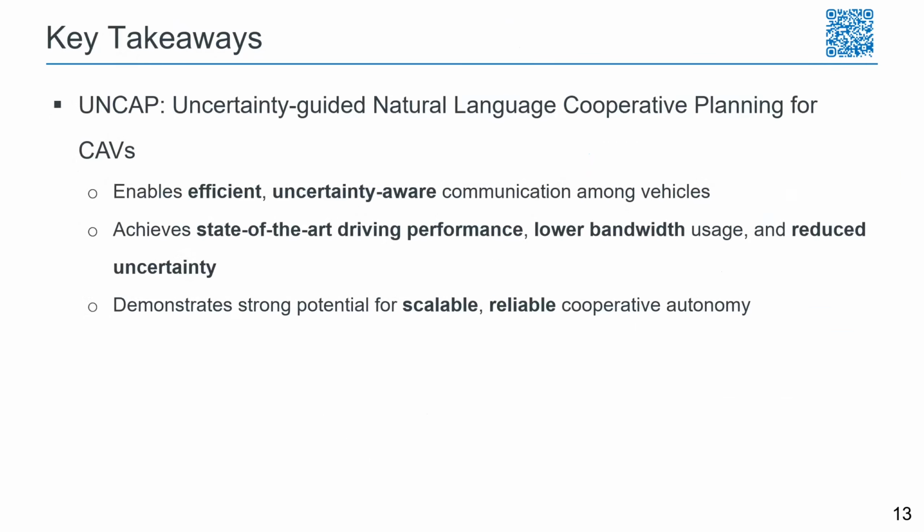In summary, we introduced an uncertainty-guided, neurosymbolic, multi-agent natural language cooperative planning approach that enables efficient communication via text, which achieves state-of-the-art driving performance with reduced bandwidth and uncertainty.